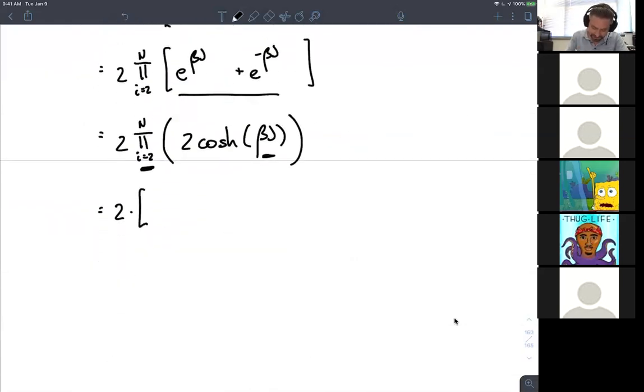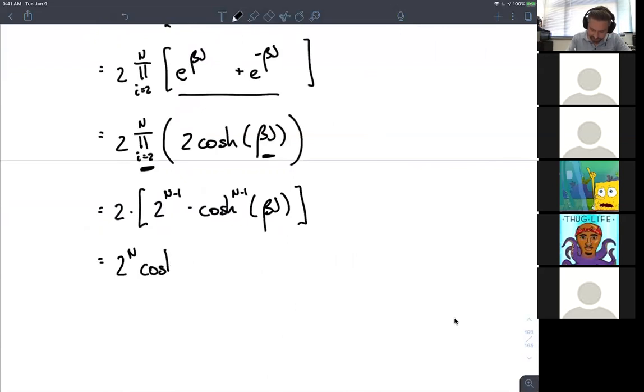All right, so we get 2 times 2 to the n minus 1 times cosh to the n minus 1 beta J. So this is 2 to the n cosh to the n minus 1 beta J. That is our partition function.